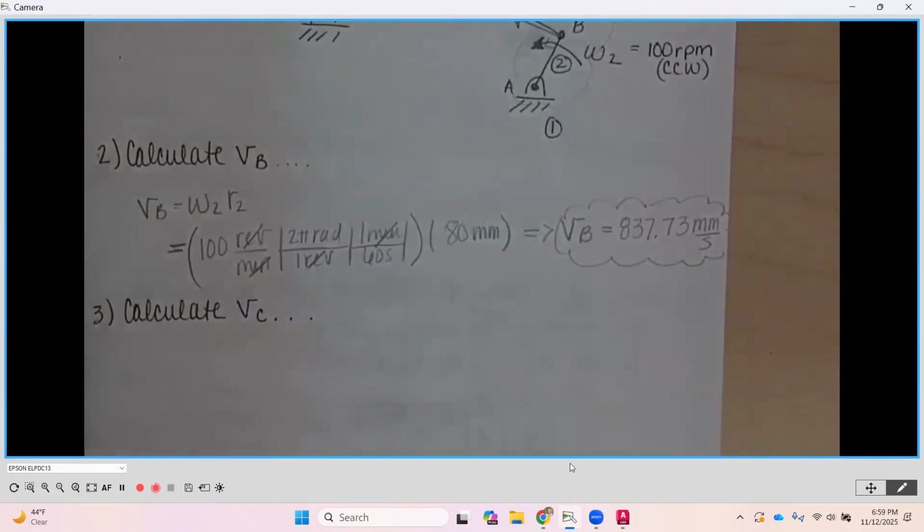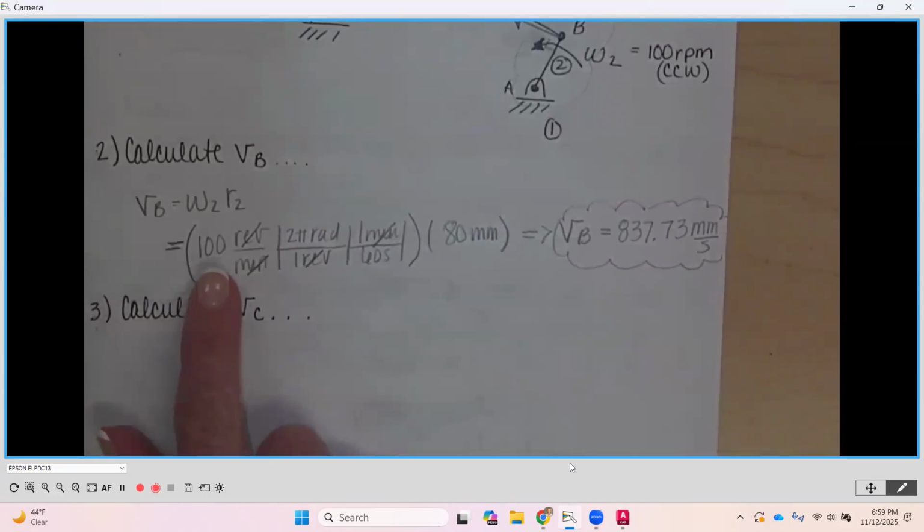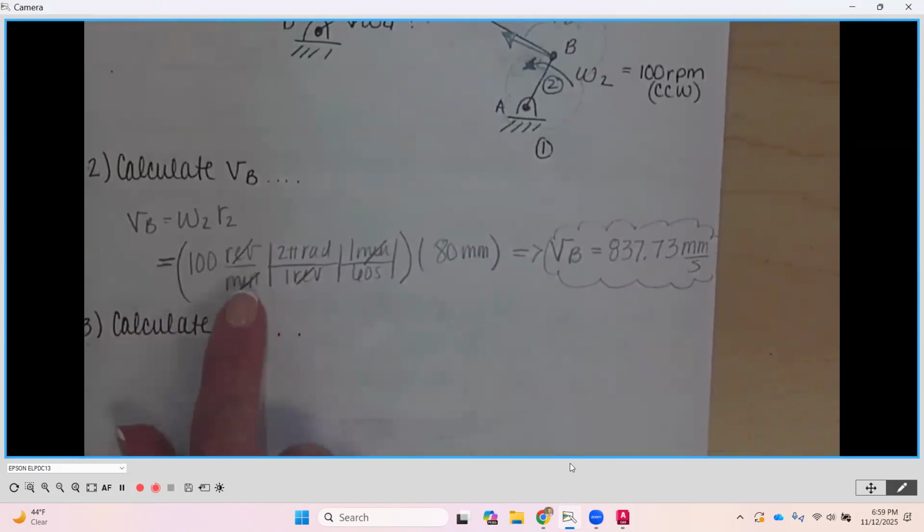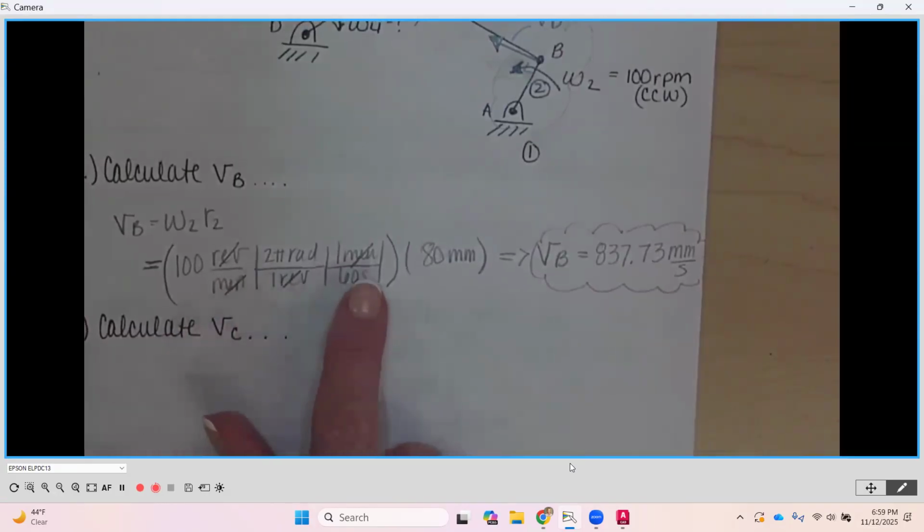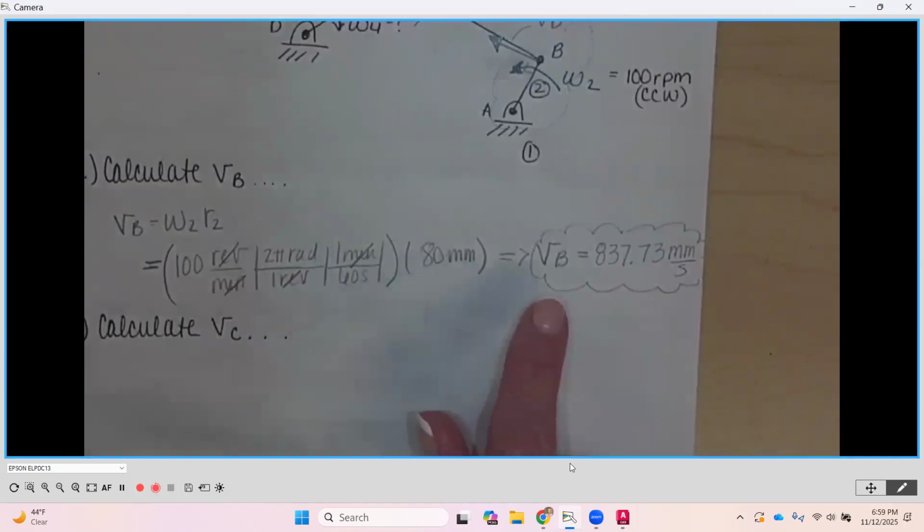You should get a value of 837.73 millimeters per second. Make sure that you convert your 100 revolutions per minute. What I did was incorporate it right here. So here's my 100 revolutions per minute, but I did the conversion right here in the actual equation. Does that make sense? I canceled out, ended up with radians per second, and then multiplied by 80 millimeters. So I end up with 837.73 millimeters per second.